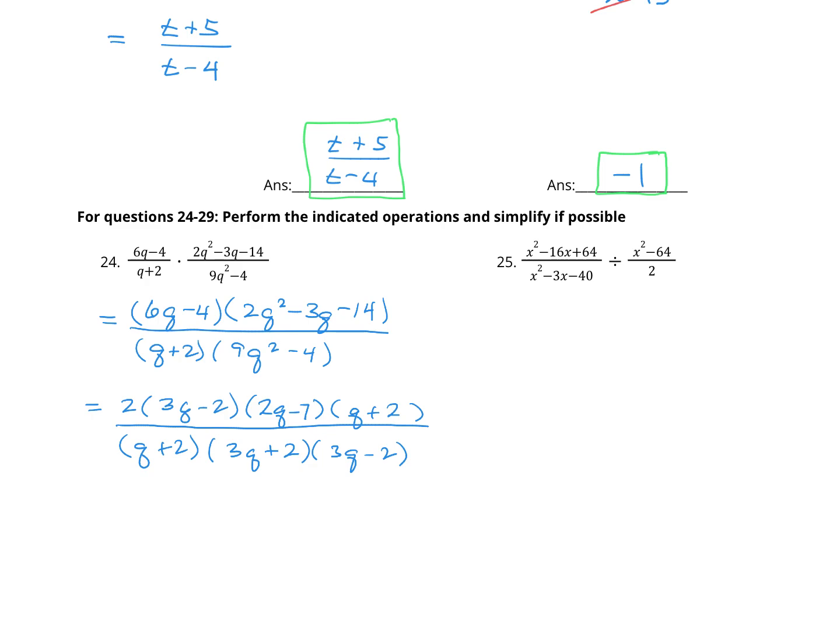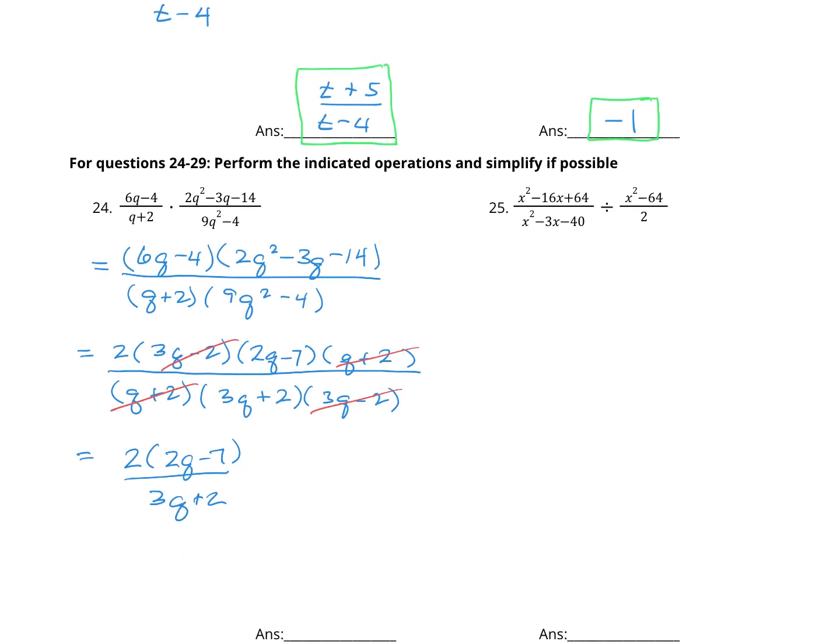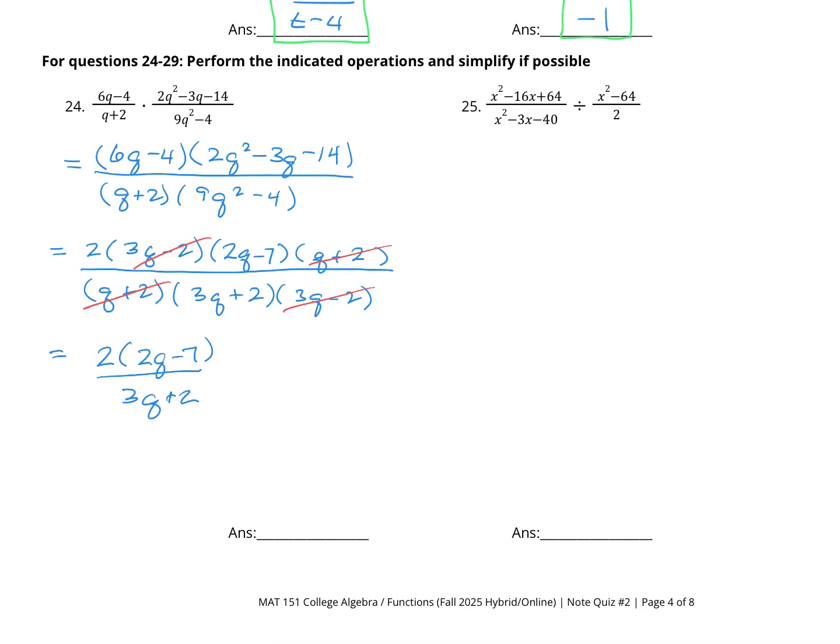And again, you could just use the AC method off to the side and then put the answer in the space. Next up, time for a cancel fest. You will notice I can cancel out the q plus 2's, and I can cancel the 3q minus 2's as well. And I'm left with a 2, a 2q minus 7 over 3q plus 2, which is my final answer for that one. So I'll put that down in the space so I don't forget.